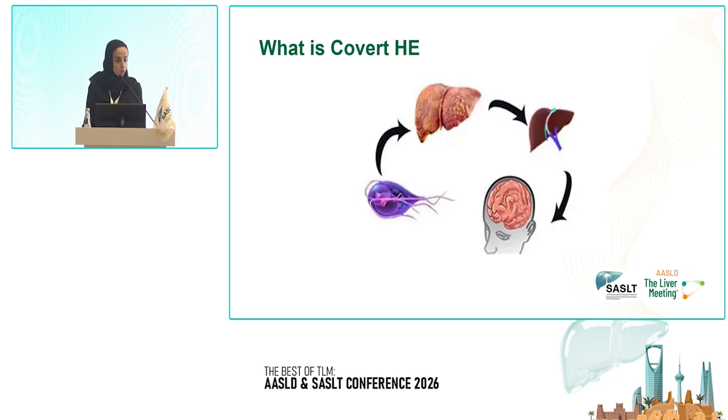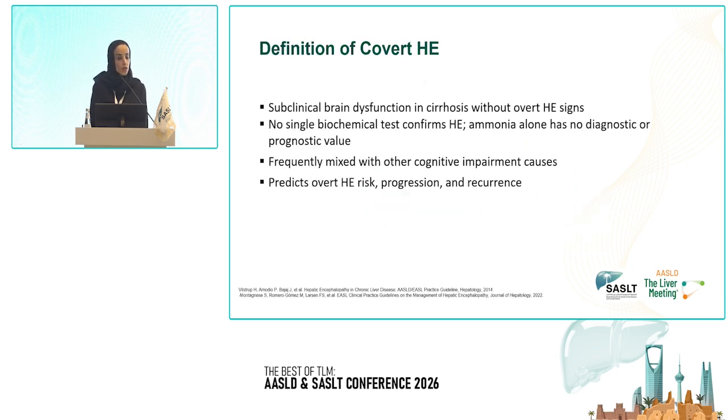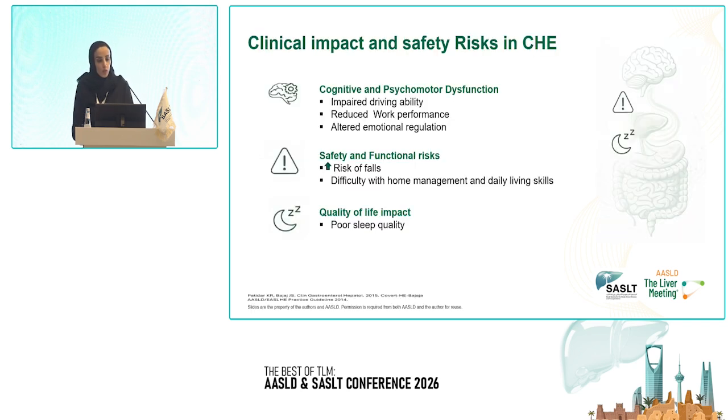So what is covert hepatic encephalopathy? Covert is subclinical brain dysfunction in cirrhosis without any overt manifestation. There's no single biochemical test to confirm the diagnosis. Ammonia alone has no diagnostic or prognostic value for covert HE.